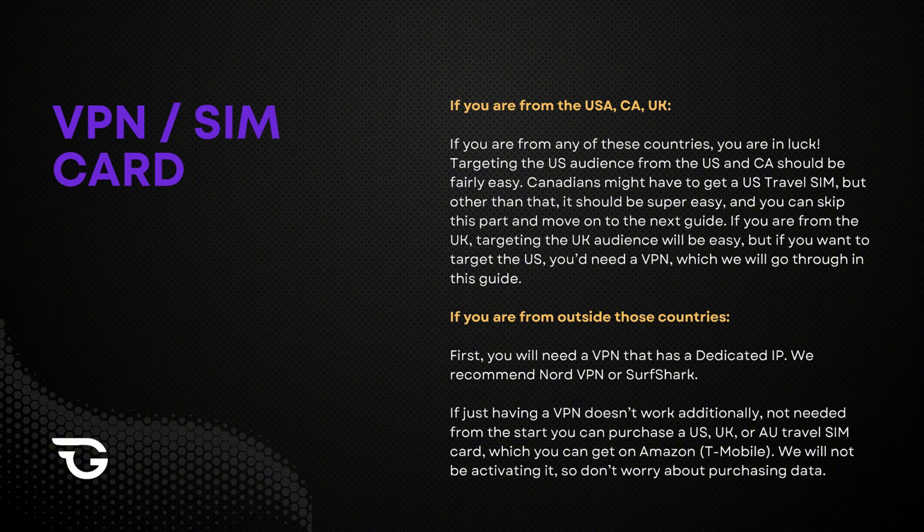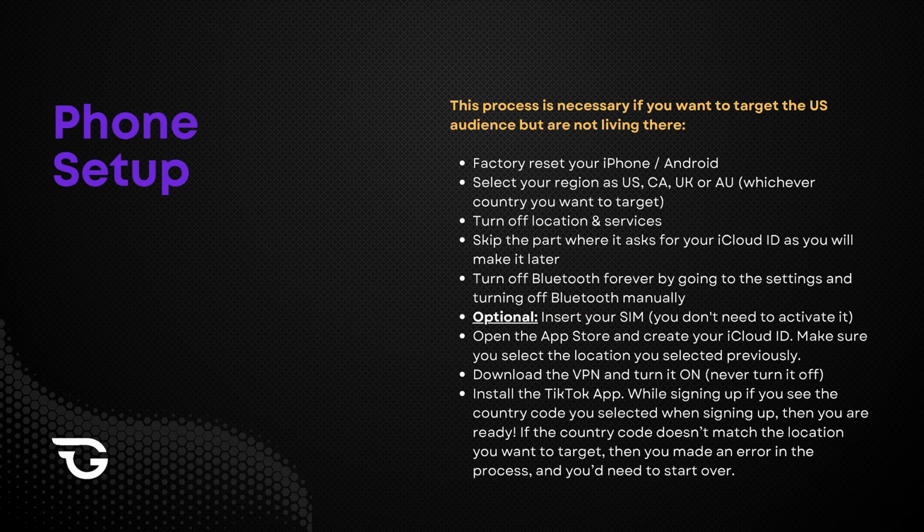Now, turning on the VPN alone is very unlikely to trick TikTok into thinking you're from that location. So what I highly recommend doing is just setting up your phone correctly. This process is necessary if you want to target an audience in a specific country, like the US, but you're not living there. So first, you have to factory reset your iPhone or Android device. Remember, a factory reset erases all data from your phone, so be sure to back up anything important before you begin. To avoid this risk completely, I'd recommend just using an old phone or a second phone.